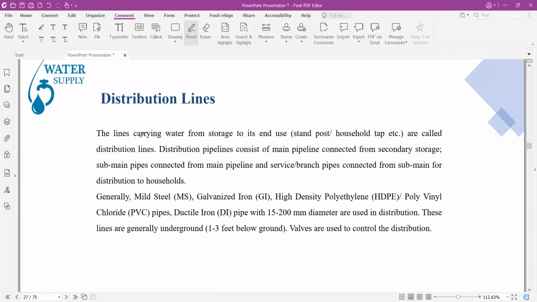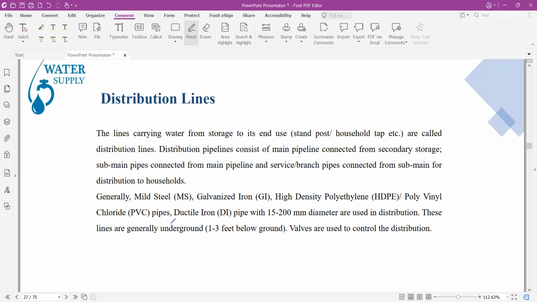Distribution lines, the lines carrying water from a storage to its end point, such as a standpost, household, or tap, are called the distribution lines. A distribution line may be the main transmission line, the subline, the branch lines, and the laterals connected to the branch lines. Different types of materials can be used for the distribution line: mild steel, galvanized iron, high density polyethylene, PVC pipes, and ductile iron.